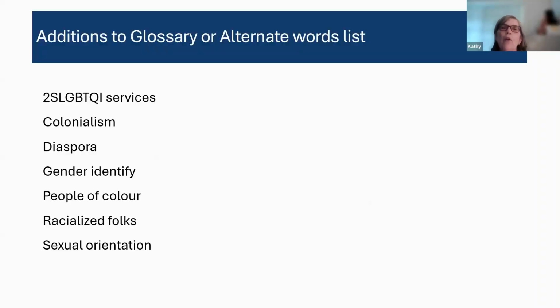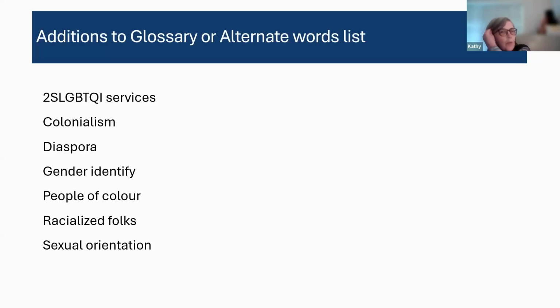What we're focusing on now is a little bit of what we touched on before. The glossary or alternative word list that you create, I can guarantee it's going to be an organic document that continues to be worked on, added to, edited, deleted, whatever. You're going to get it. The words on the screen right now are the words that you gave us last week: 2SLGBTQI services, colonialism, diaspora, gender identity, people of color, racialized folks, and sexual orientation.